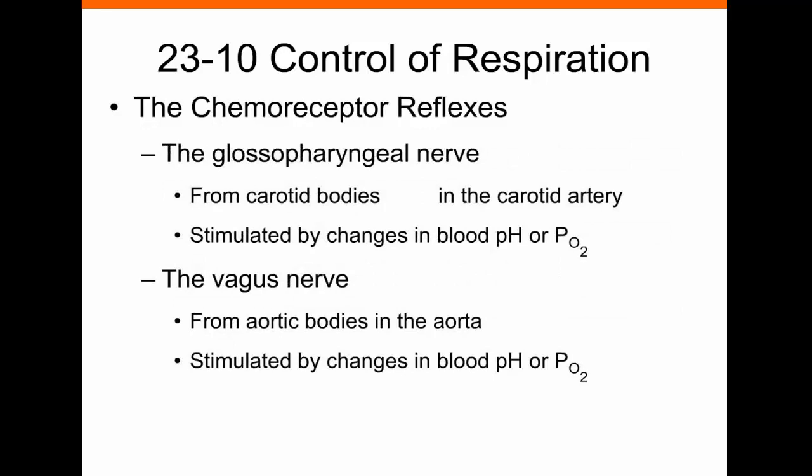So the glossopharyngeal nerve, the 9th cranial nerve, from the carotid bodies in the carotid artery, is stimulated by changes in blood pH or partial pressure of oxygen. The vagus nerve from the aortic body in the aorta is stimulated by changes in blood pH or partial pressure of oxygen.